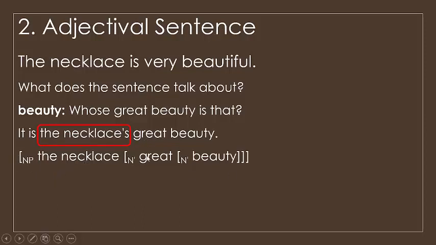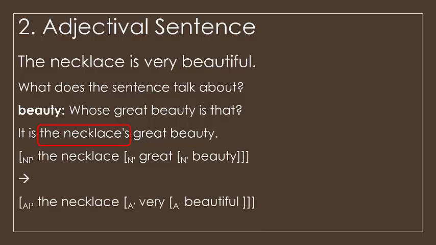This is the whole thing here, and the whole structure is an NP. The necklace is a specifier, great is an attribute, and beauty is the head. It has a status of N bar here because beauty does not have a specifier. And then we can also say, in analogy to the necklace's great beauty, that here the necklace is also the specifier of the adjective phrase, and very is the attribute of beautiful.